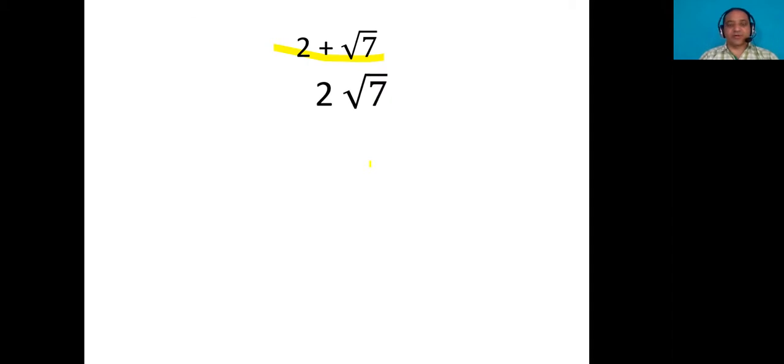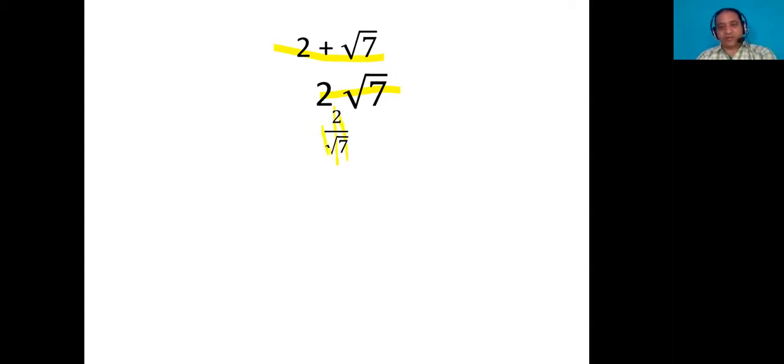Now multiplication of a rational number with an irrational number: 2 is a rational number, square root 7 is an irrational number. This multiplication is again an irrational number. Same is the case with division. The division of a rational number with an irrational number, or the division of an irrational number with a rational number, is again an irrational number.